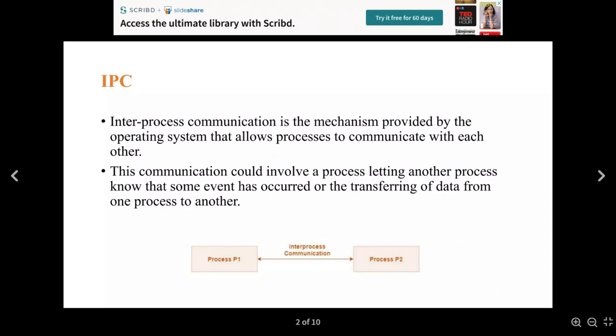Speaking generally, inter-process communication is a type of mechanism that is provided by the operating system. The main aim or goal of this mechanism is to provide communication between several processes. In short, inter-process communication allows a process to let another process know that some event has occurred. As you can see in the diagram, there are two processes P1 and P2 which are connected to each other with the help of inter-process communication.